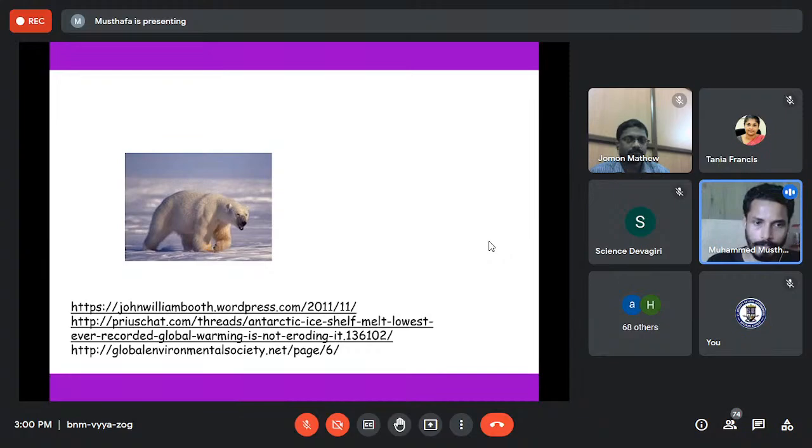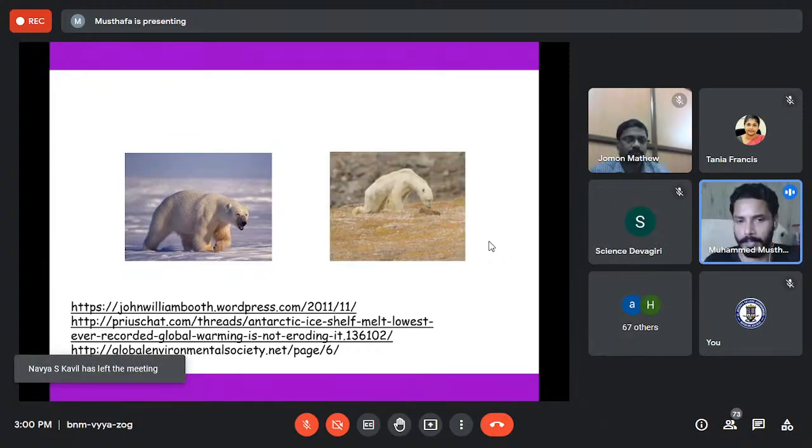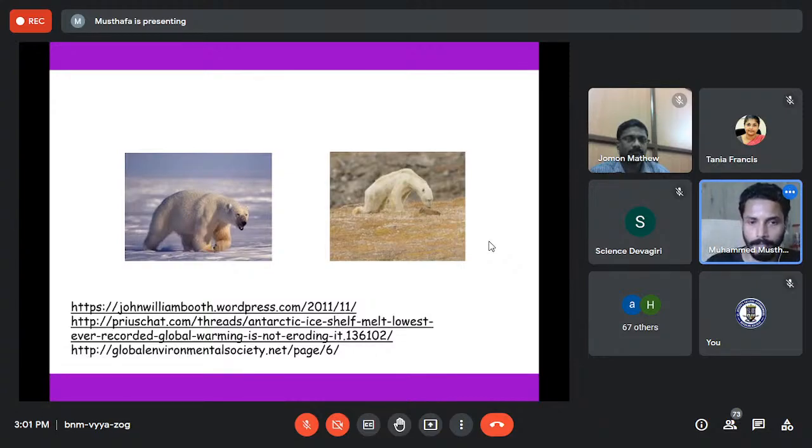And because of global warming, you can see polar ice melted away at a faster pace, and you can see this polar bear is going to die. It is starving to death, and it happened mainly because of our own activities, human activities, very deliberate human activities, I would say.